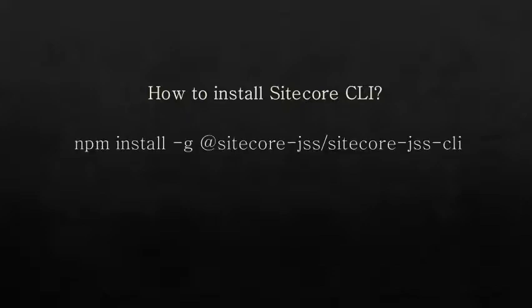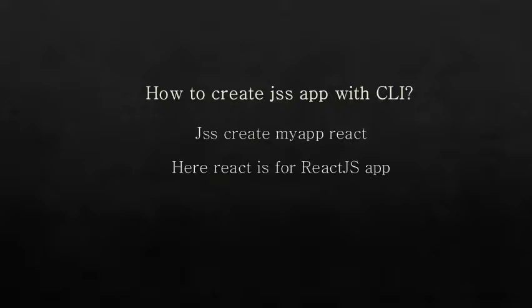How to install Sitecore CLI? This is the syntax. How to create a JSS app with CLI? jss create app name and React. Here React is for a React.js app. You can specify Angular also.